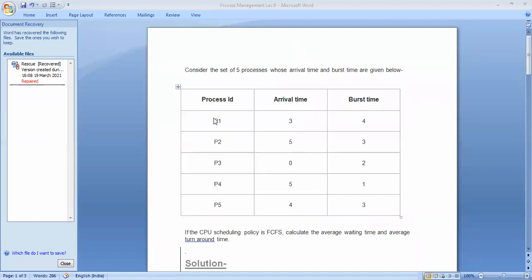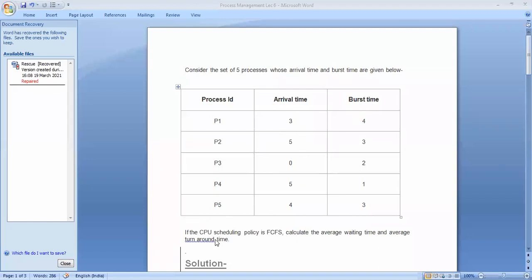So here five processes are there: P1, P2, P3, P4, and P5. And arrival time is also given, because in first come first serve, how will we decide which process will come first? It depends on arrival time. That's why this one is very important, because on the basis of arrival time, the CPU will decide which process will come first. Burst time is also given. I think everyone is clear what burst time and arrival time are.